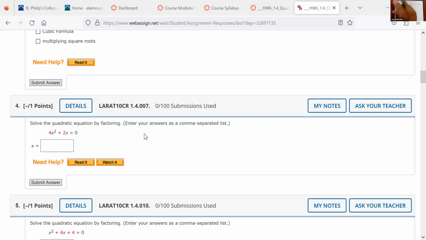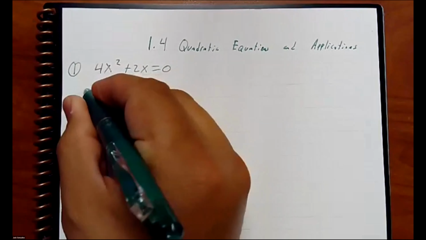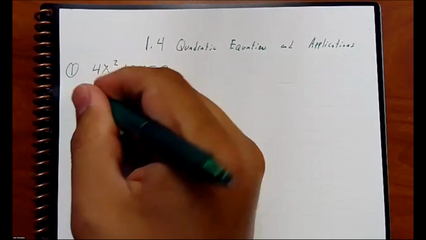In order to solve any quadratic equation, you have to factor. Okay. So here we go. So you factor. 2x is the GCF.